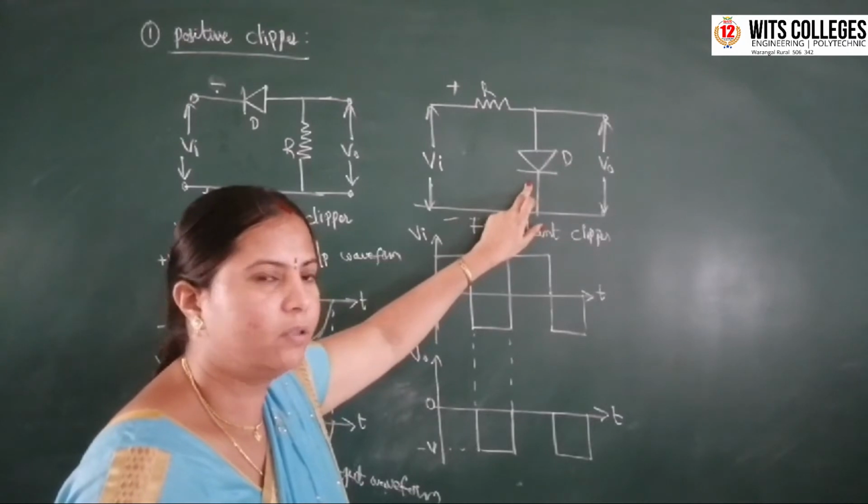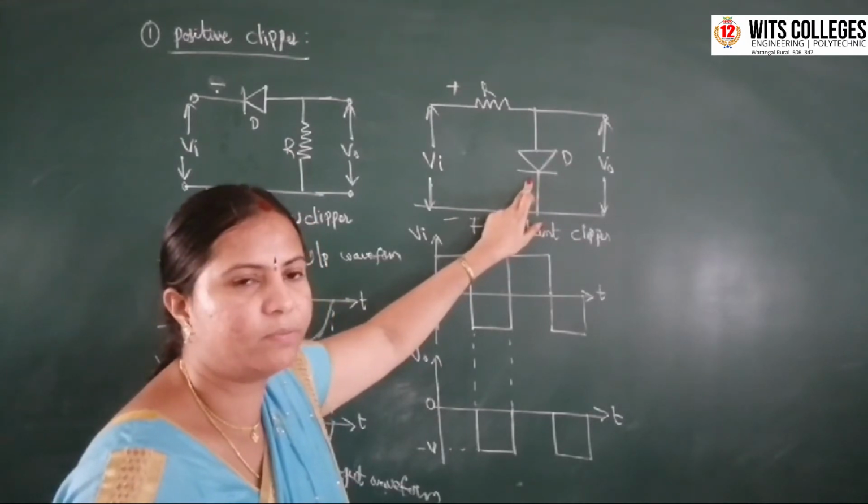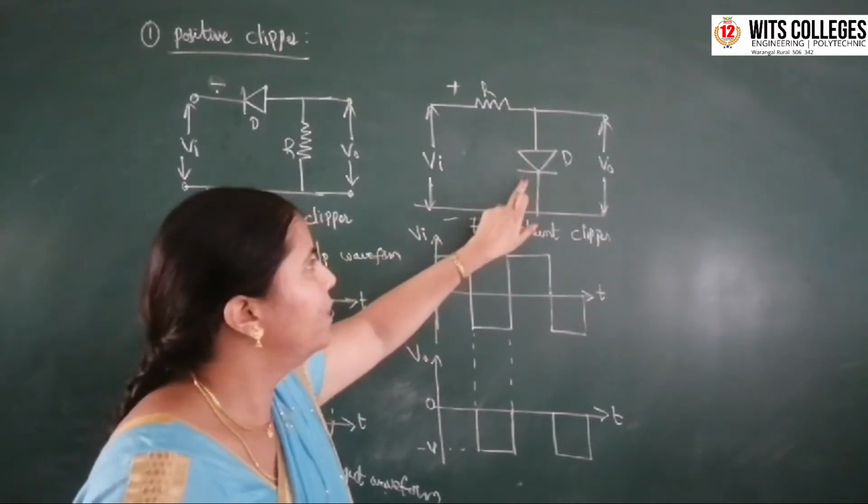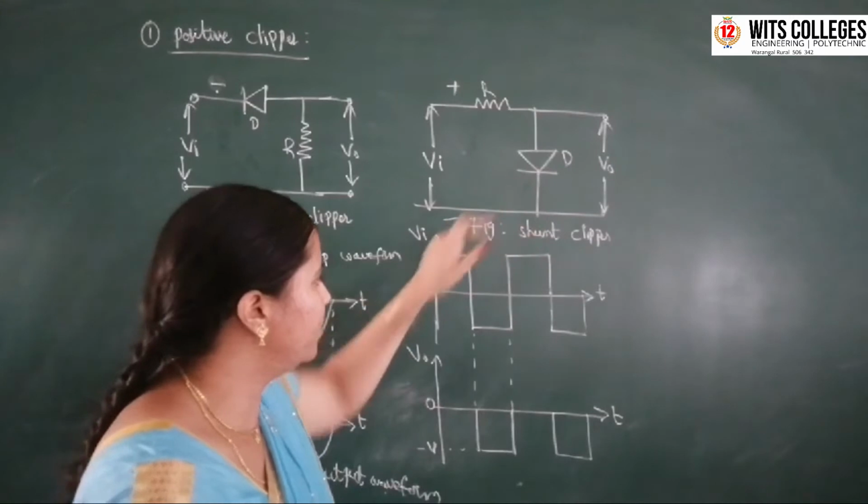If the diode is forward biased, it acts as a closed switch. So then there is a flow of the current through the diode D. So then what will happen?